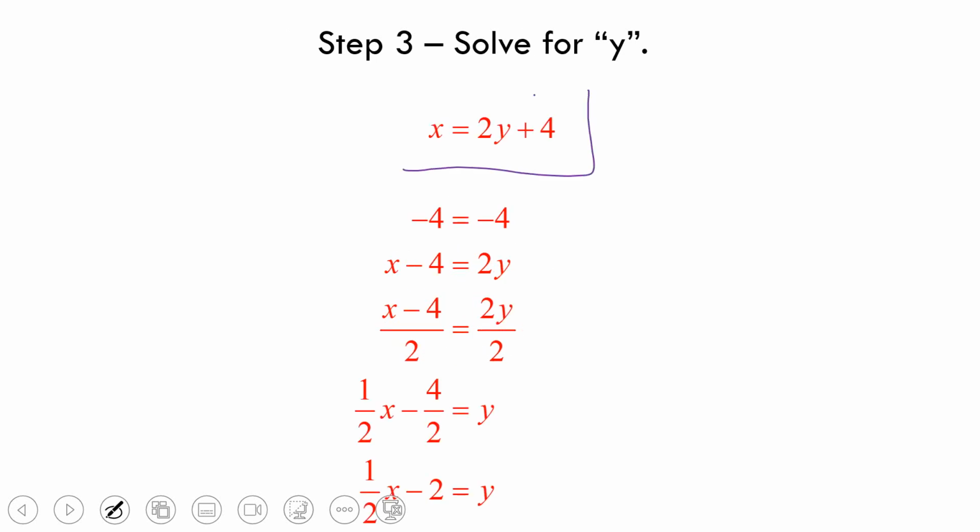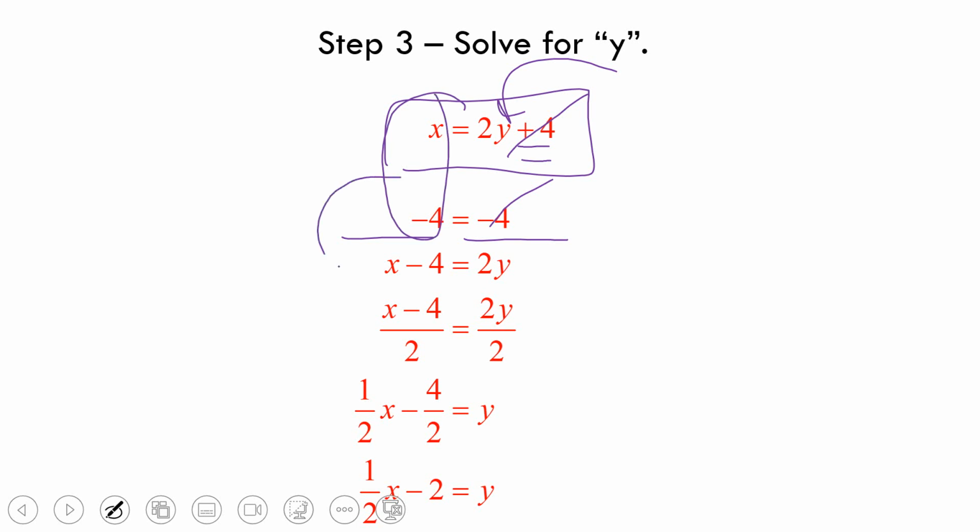So to get the y by itself in this equation, I first need to get rid of the positive 4. Opposite of adding 4 is subtracting 4. So I subtract 4 from both sides. X minus 4 will remain on the left-hand side, and 2x will remain on the right-hand side. To now isolate the y, opposite of multiplying by 2 is dividing by 2. The 2's cancel, and this is what I'm left with.